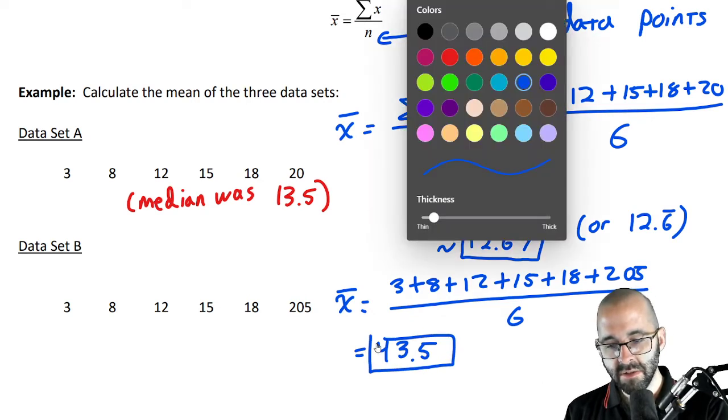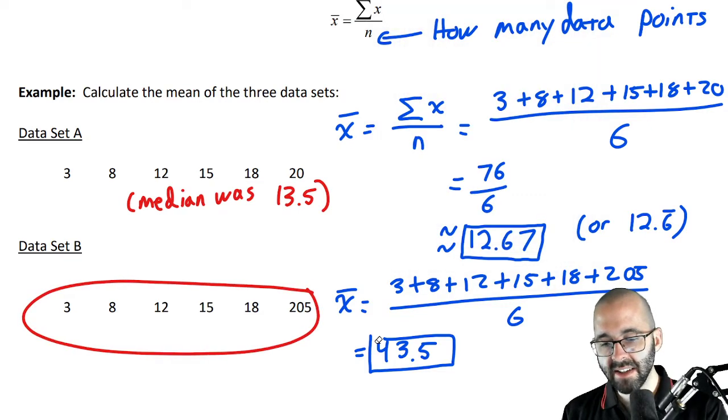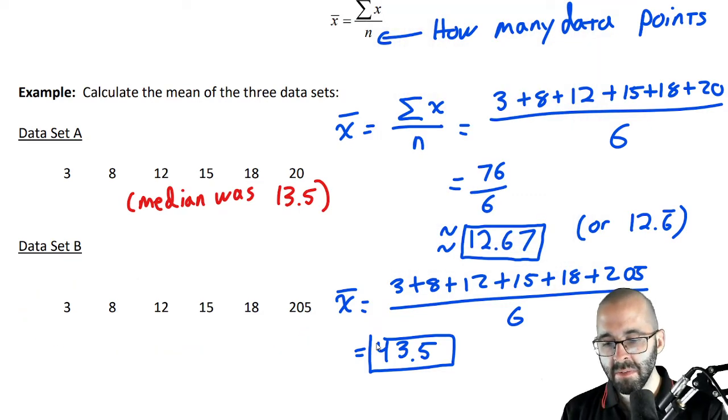And again, for reference, what's the median of this data set? The median is still what's in the middle. What's in the middle is right here. It's the average of those two middle values. The median is still 13.5.